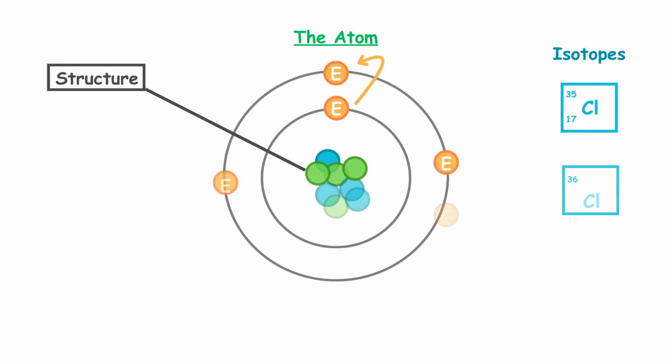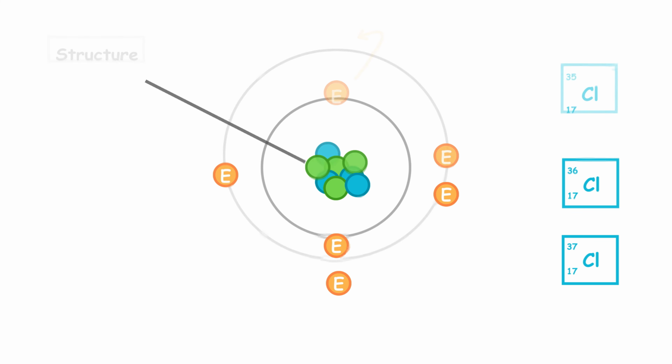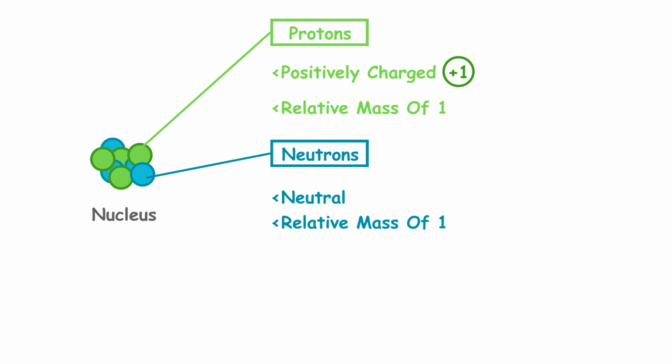In today's video, we're going to do a quick review of everything you need to know about the atom in chemistry, including its structure, what isotopes are, and how electrons move between different energy levels. At the center of every atom is a nucleus, which contains protons and neutrons. Protons carry a positive charge, while neutrons are neutral, and both have a relative mass of 1.